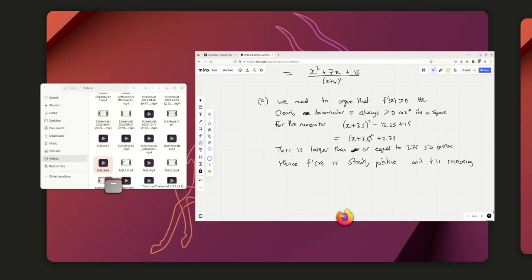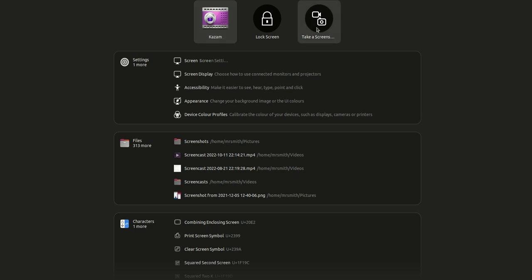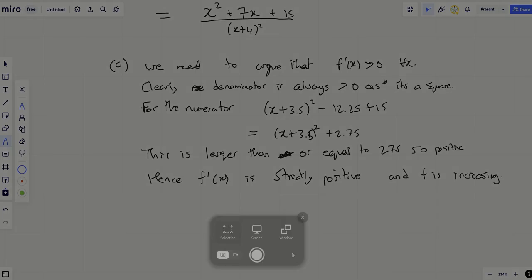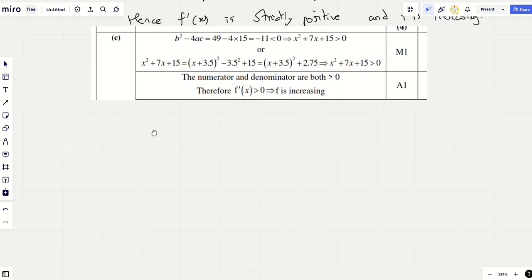And just to show you that that's the way to do it, can I quickly show you the mark scheme? I'm just quickly screenshotting the mark scheme to show you they like an argument here. The numerator and denominator are both greater than 0. They've written that down. Therefore f dash of x is greater than 0 and f is increasing. They did it with the discriminant. Oh no, actually, I tell a lie, they've done it just like me, 2.75 there. I think you still need an argument saying the discriminant is negative, therefore it doesn't cross the x-axis.